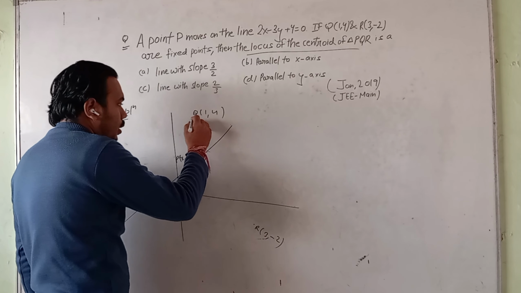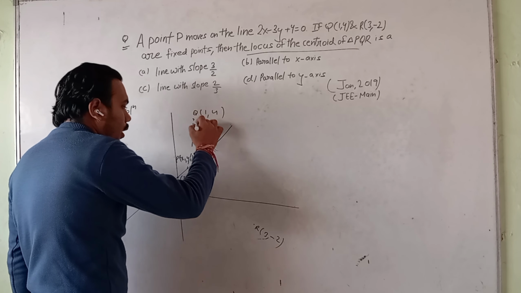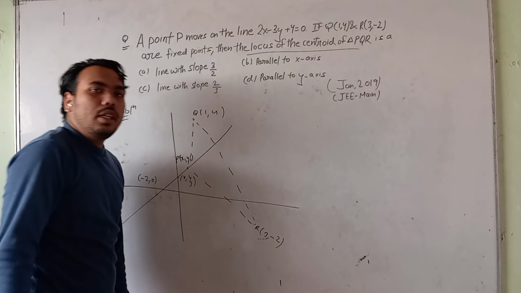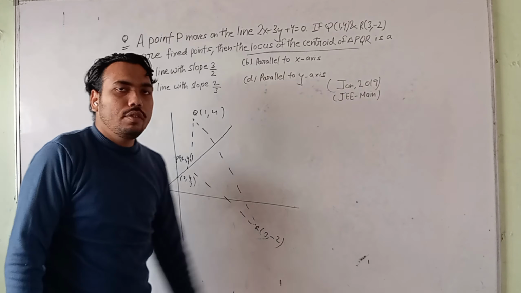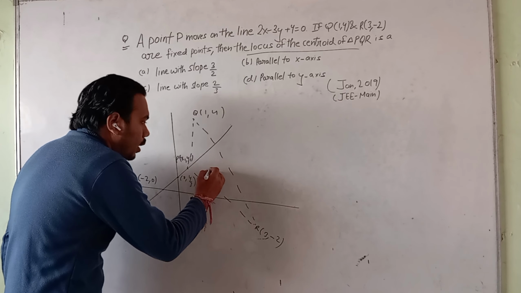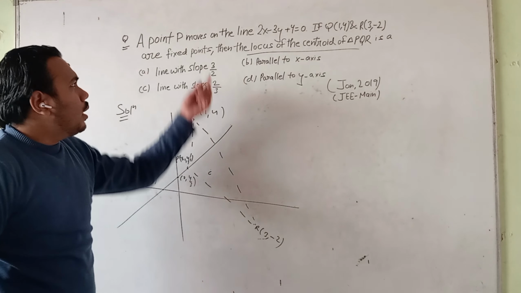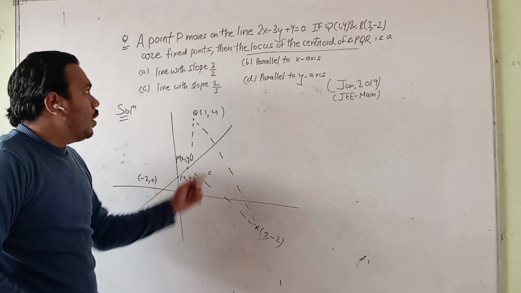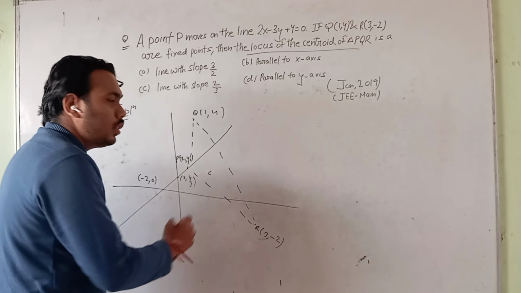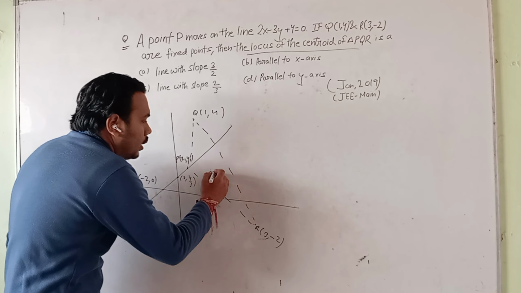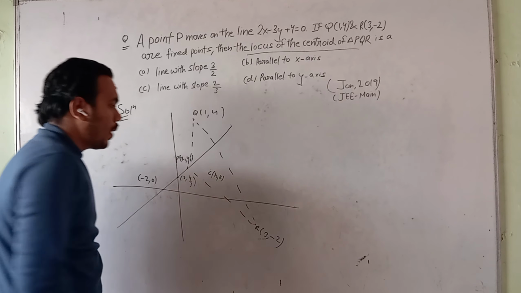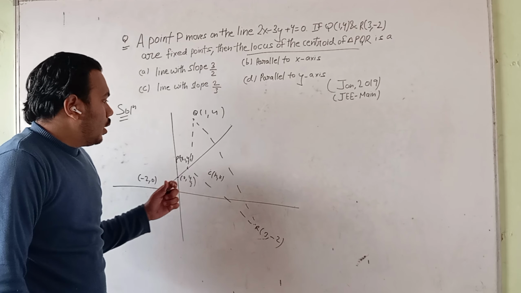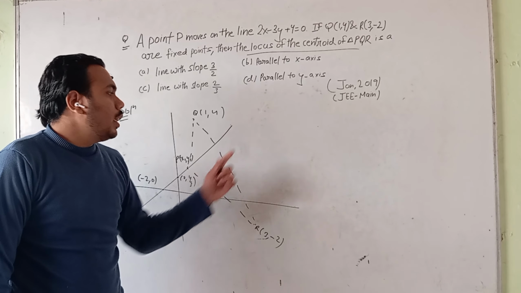If I join these points, then a triangle PQR is formed. The question says to find the locus of the centroid of the triangle. Here would be the centroid C. As P moves, the triangle also shifts and the centroid also moves. We have to find the locus of the centroid. Assume, according to the algorithm, the centroid to be (h, k). Now apply the condition and try to write it in mathematical form.